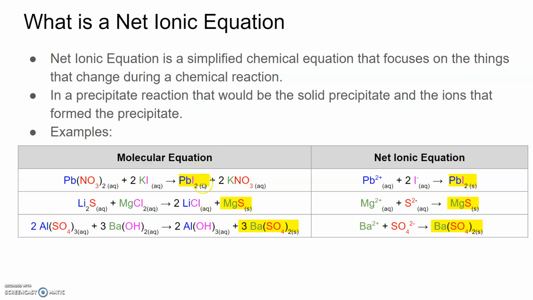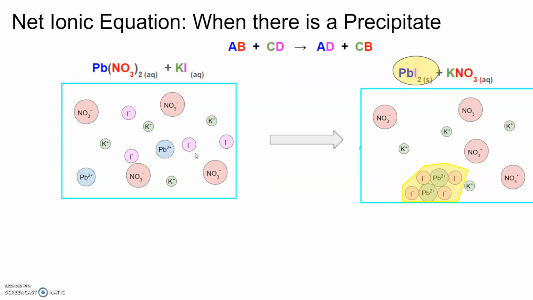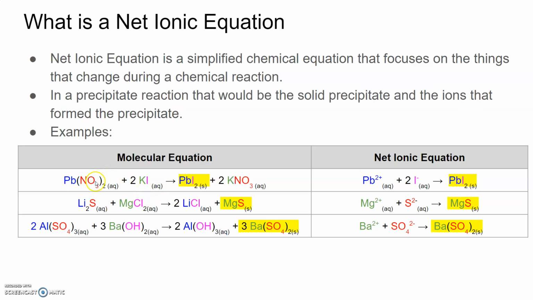On the left side, you have the molecular equation, which is like the general equation. And these equations are balanced. And then on the right side, you have your net ionic equation. So if we take a look at the example here with lead nitrate and potassium iodide, going to form lead iodide and potassium nitrate, the net ionic equation for that will be lead 2 ion and iodide ion goes to form the lead iodide solid.